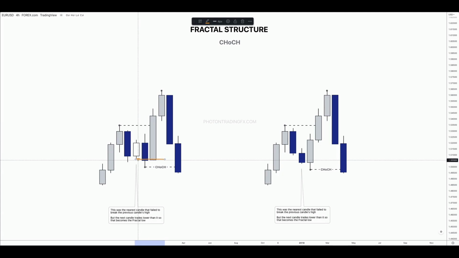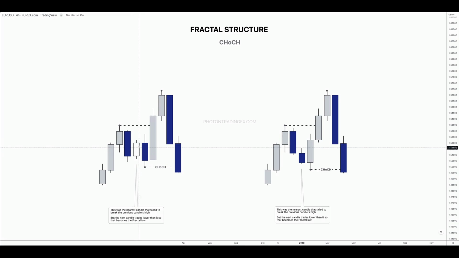Well, hopefully you can see why that doesn't really make sense, because after that low was printed, what happened? Price traded lower and then we had the up movement. So in these instances, when you find the nearest candle that failed to break the previous candle's high, but then the next candle trades lower, this is where this becomes our low and that's our true CHOCH line. So that's just an instance in which you need to adjust it to the next candle. It doesn't make sense to have a line where price has already traded through it.